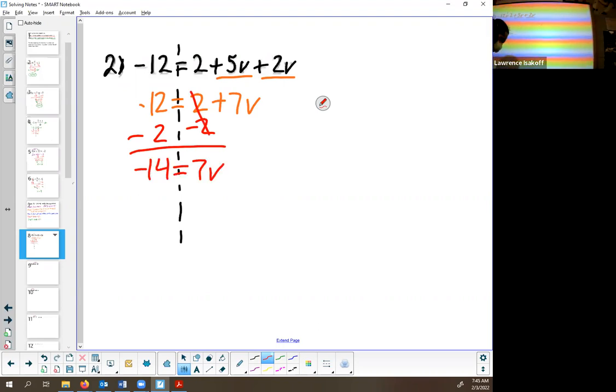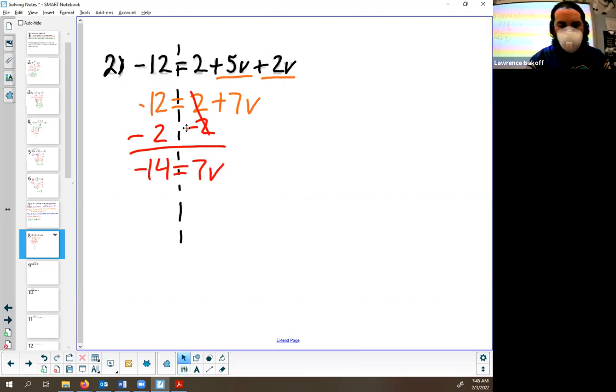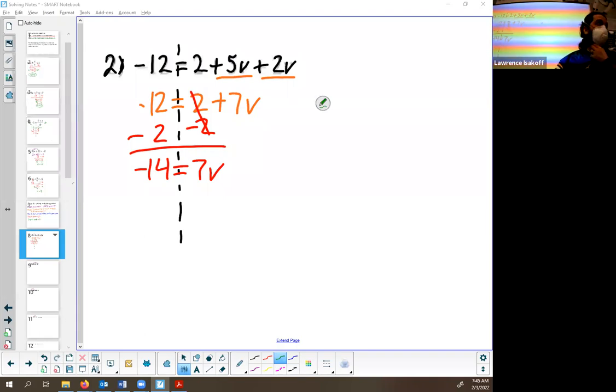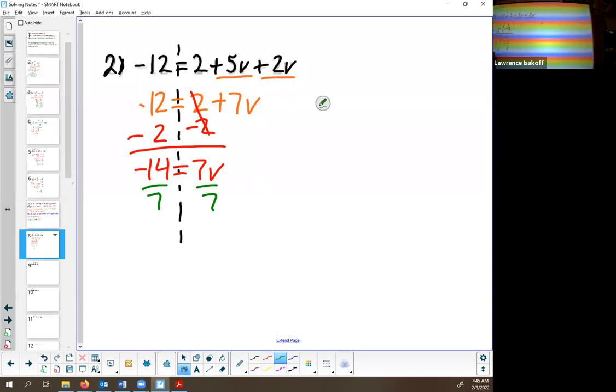Now that I know negative 14 is equal to 7v, what am I going to do to finish that up? Divide by 7. And here we get that negative 2 is equal to v.